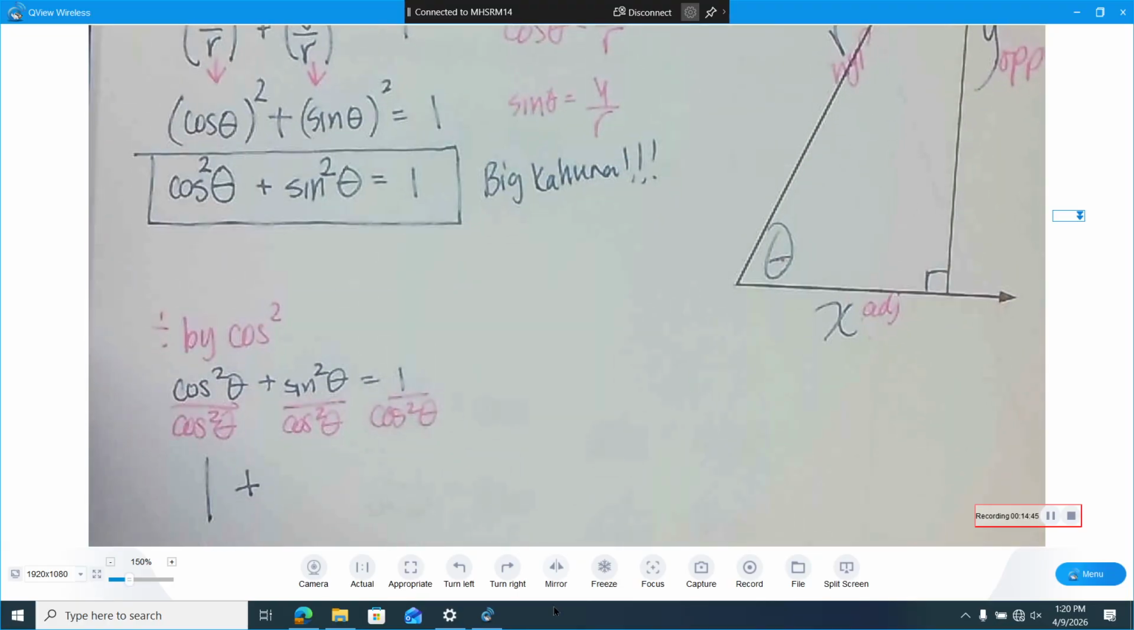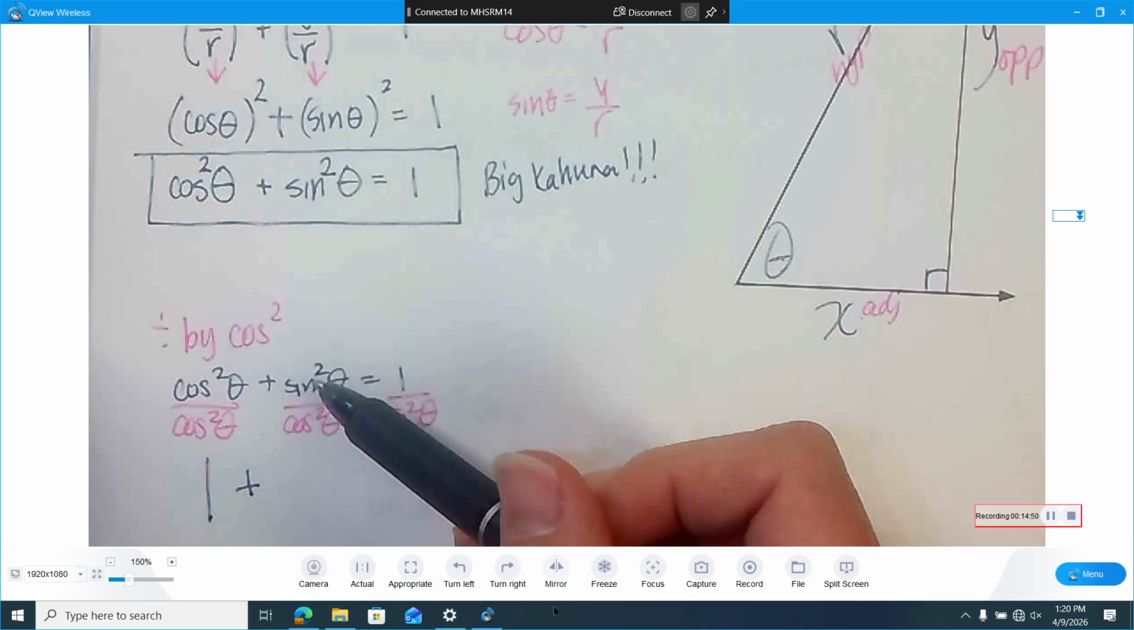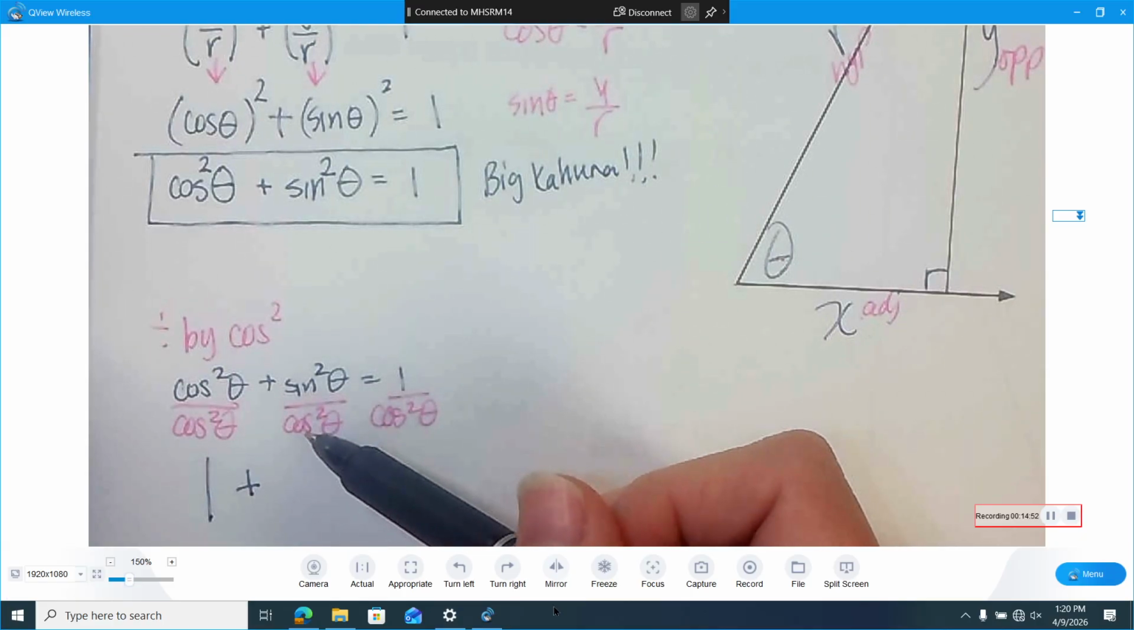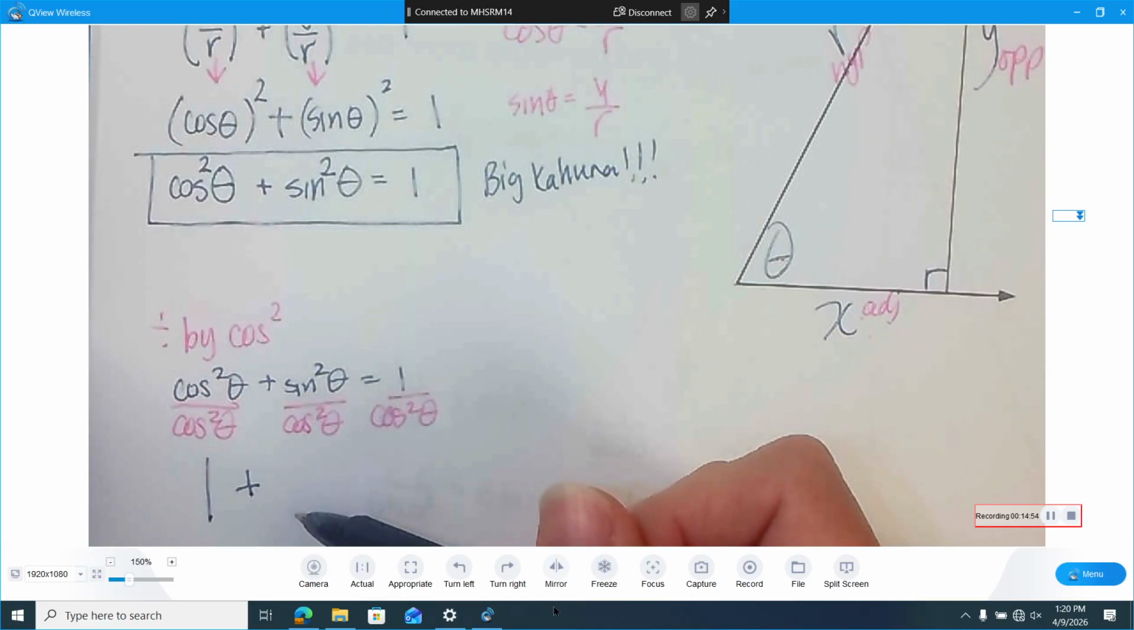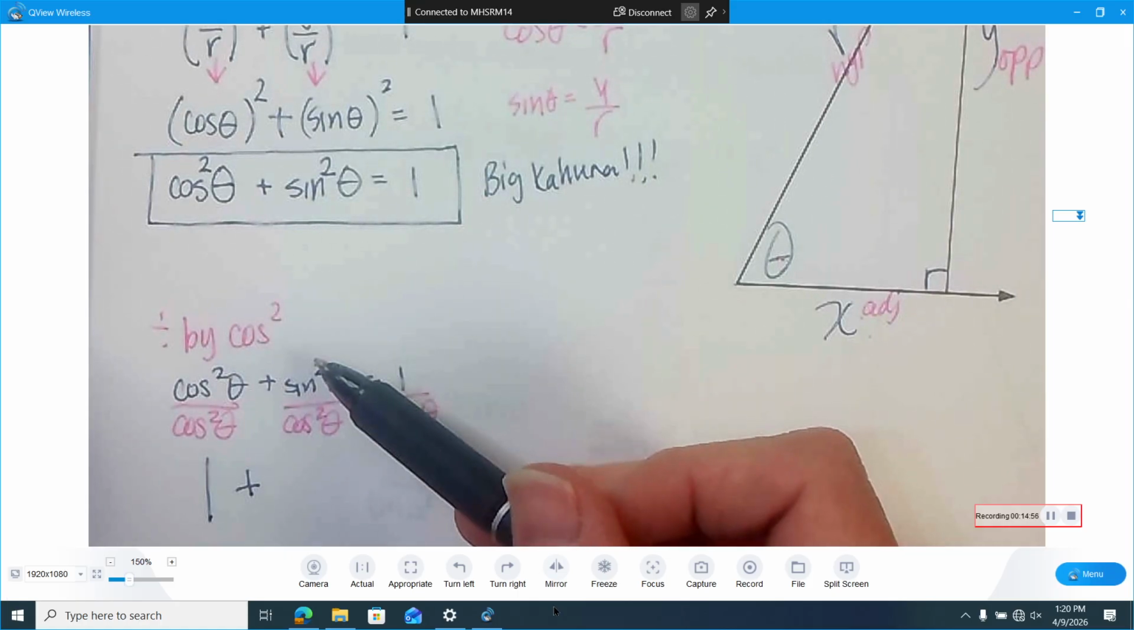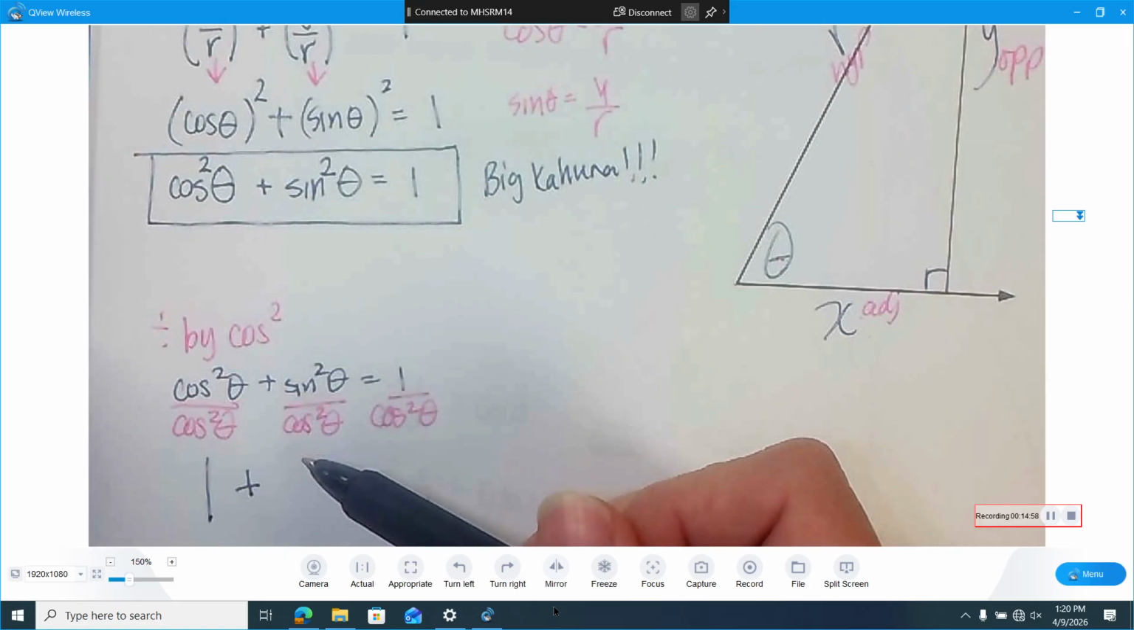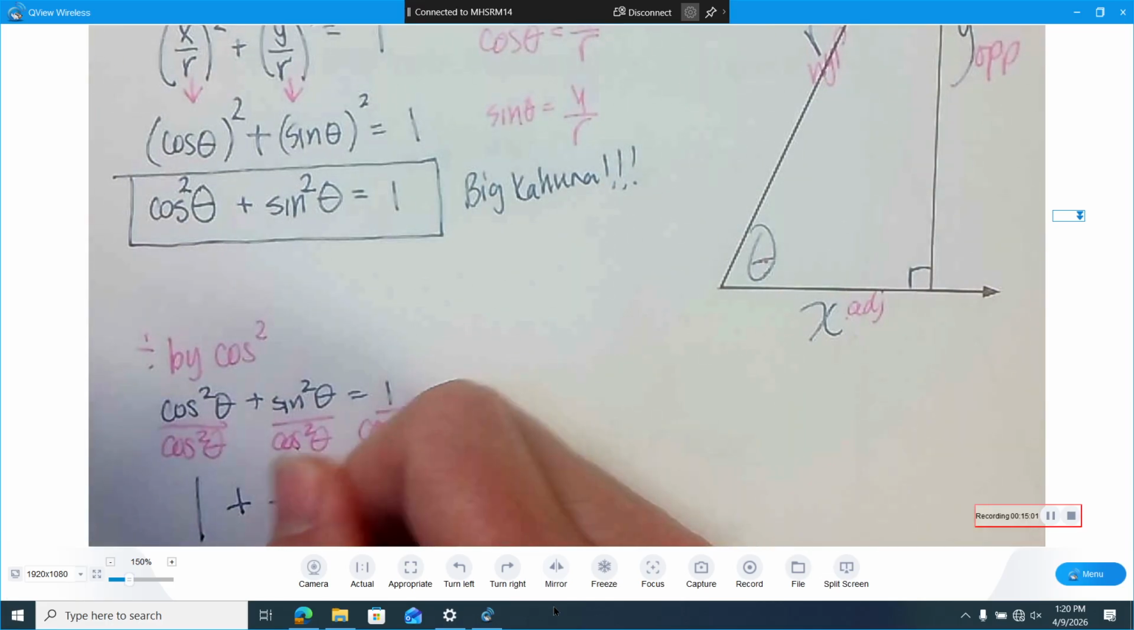What? Isn't that kind of interesting, though? Like here. Okay, and then we have this is sine over cosine. What is that? Tangent. Yeah, so what do you suppose sine squared over cosine squared is? Tangent squared. Very good, ladies and gentlemen.